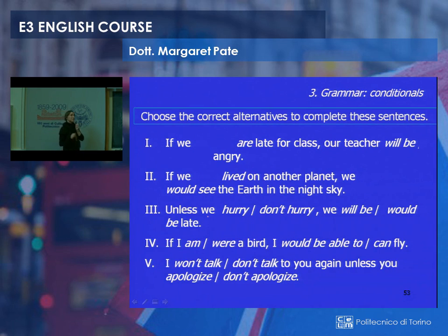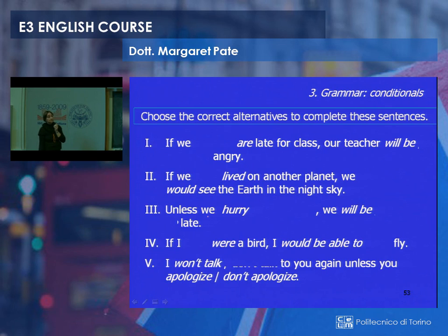Okay. Unless means if not. If not. So, if we have... If not, we don't hurry. That's a double negative. So it has to be a positive word, a verb in the positive form, unless we hurry. Very probable situation, we will be late. Okay. If a bird, imaginary or realistic situation. Okay, if I were a bird, I would be able to fly. Okay. Unless, if you don't, apologize. All right, so remember, unless must be followed by a verb in the positive form.